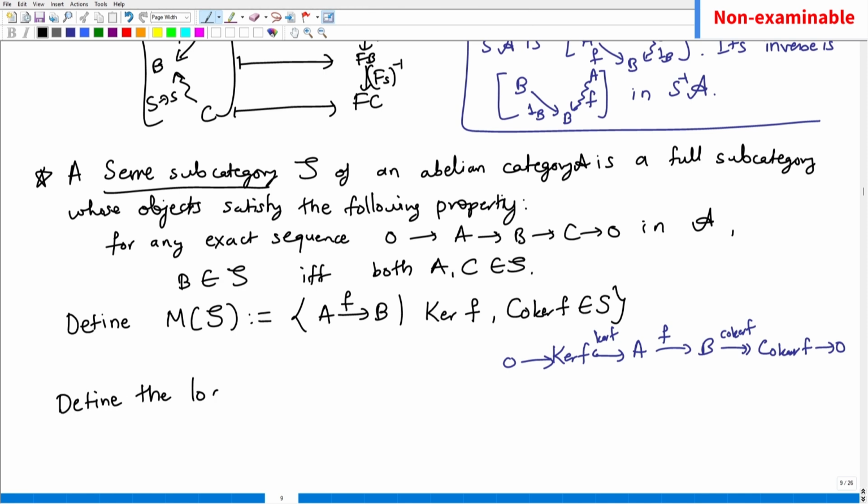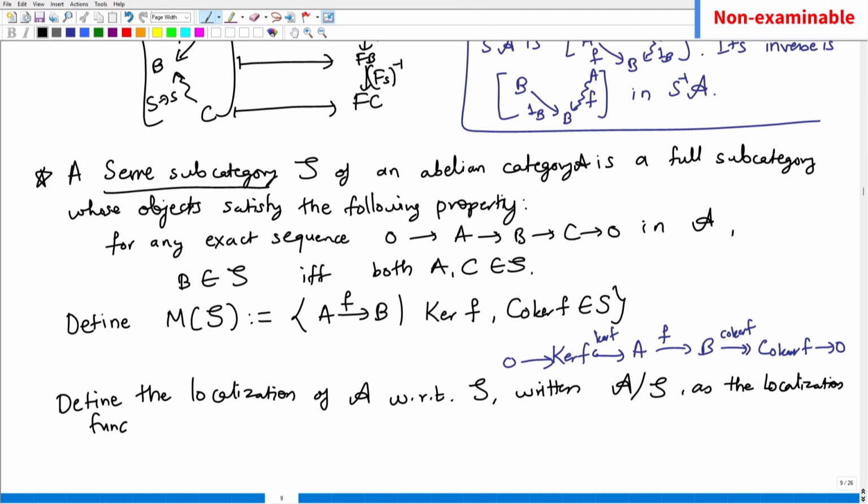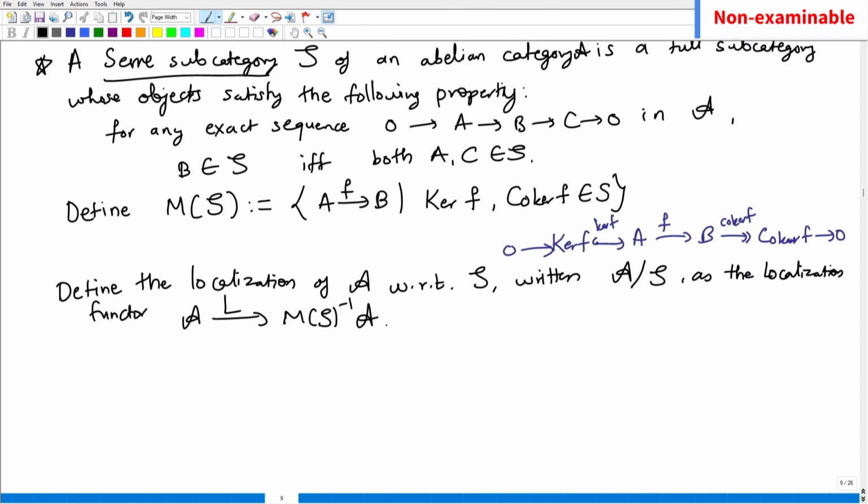Now define the localization of A with respect to S, written A mod S, as the localization functor from A to MS inverse of A. If you want to kill certain objects, then you might as well make these MS morphisms isomorphisms. So this is the localization. This is Serre localization.